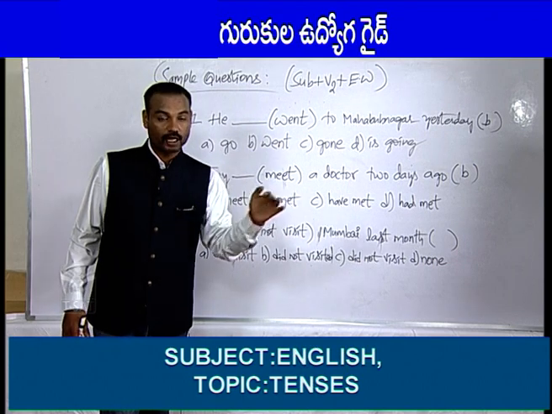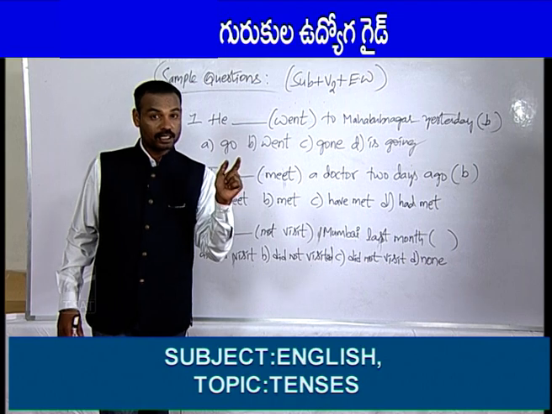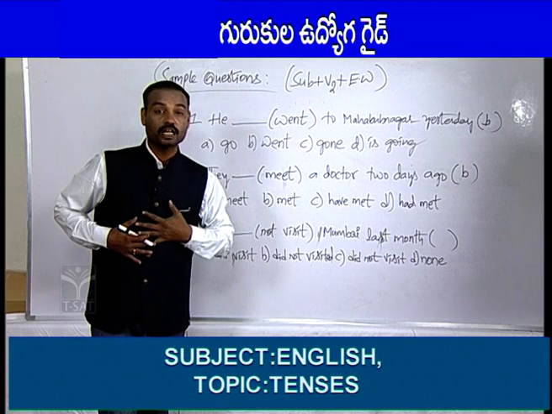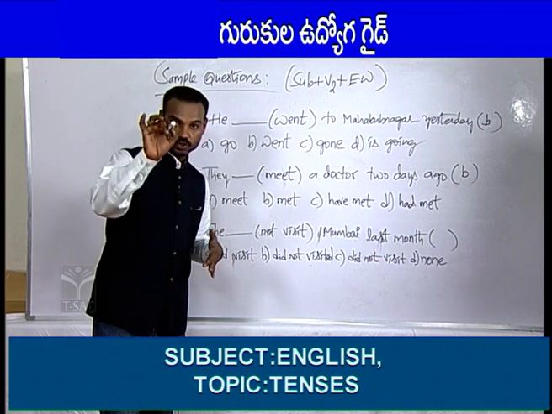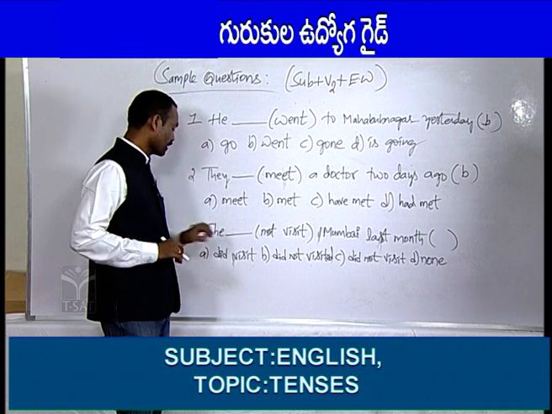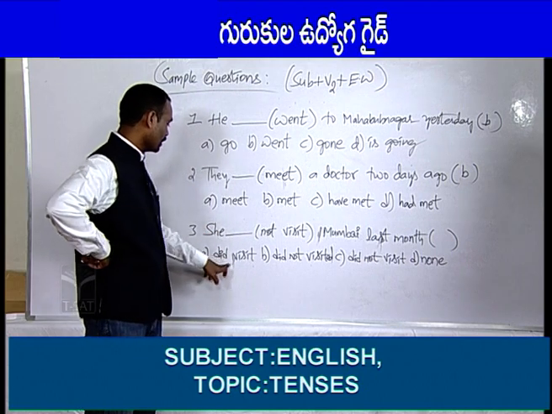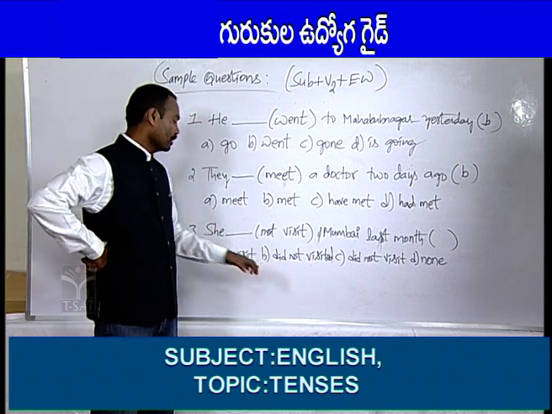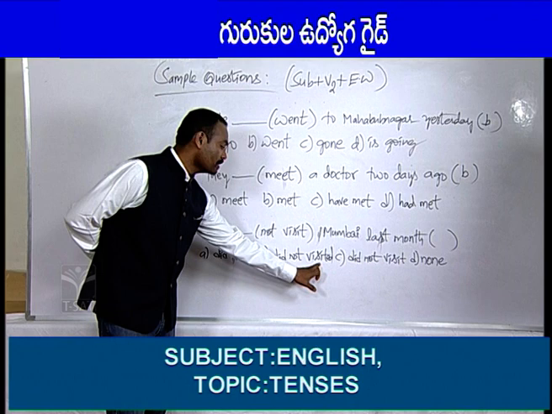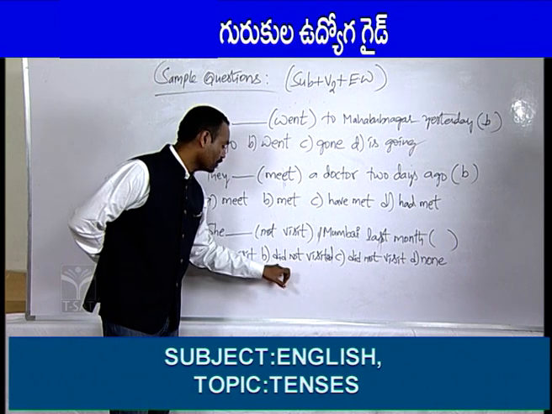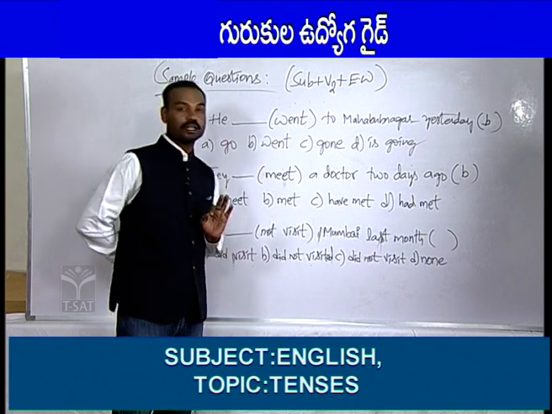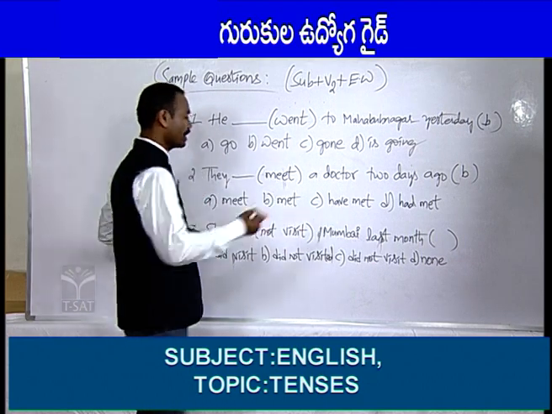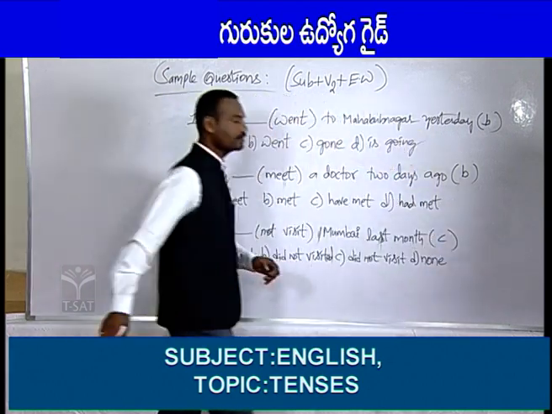"I did not visited," wrong. "I did not went to college yesterday" is wrong. "I did not go." "I did not met my friends," wrong sentence. "I did not meet." So, did always carries V1, don't forget it, dear friends. So, answer is did not visit. Option A, did visit, wrong. Option B, did not visited, wrong. See, did not visit is right. We should not use second form when we use did. Whatever the subject is, did not visit is the right answer. So, answer is C.